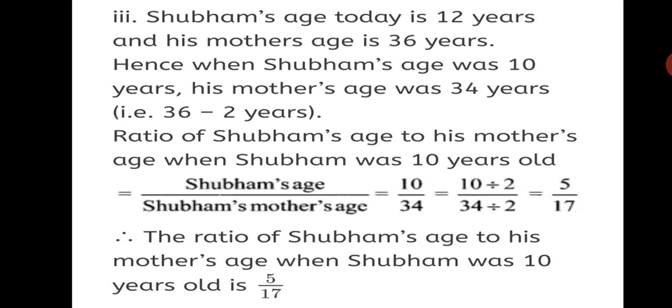Now, 10 upon 34 is divisible by 2. 10 divided by 2 gives us 5. 34 divided by 2 gives us 17. 5 upon 17 is your final answer. So, the ratio of Shubham's age to his mother's age when Shubham was 10 years old is 5 upon 17.